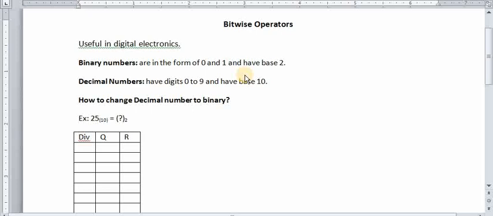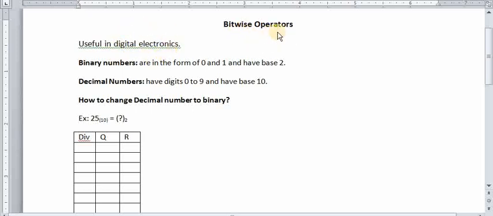Okay, students, in the last video I told you about the various Python operators. In this video I will tell you about the Bitwise operators. Bitwise operators are useful in digital electronics.